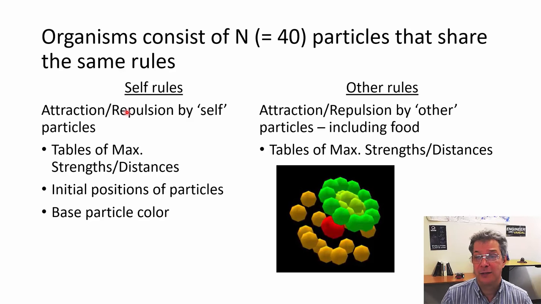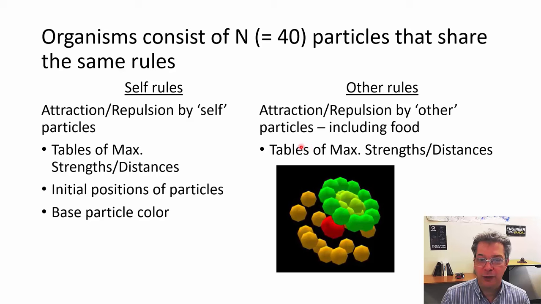And then we have a second set of rules for how these cells or these particles interact with the particles of other organisms, including food. And so in this model, altogether, there are five particle types. The first four are the ones that make up an organism. And you can see in this case, they happen to be orange, red, green, and yellow. And then the fifth type is the food. So that's just another particle type. And so these tables are 5 by 5 tables for the five particle types. And those sets of strengths and distances basically make up an organism's genome. That defines how the organism holds together and how it interacts with the environment.